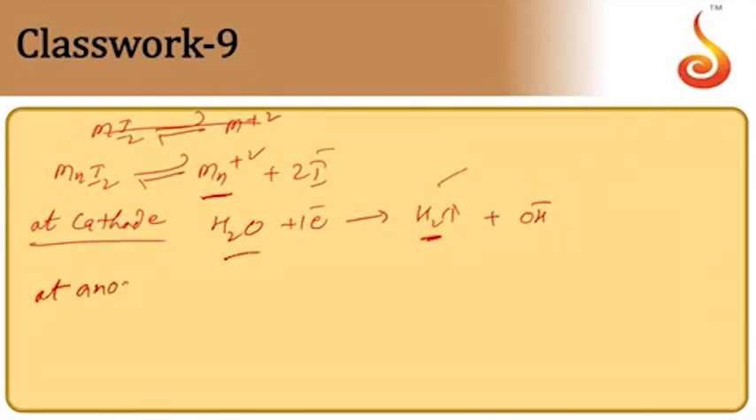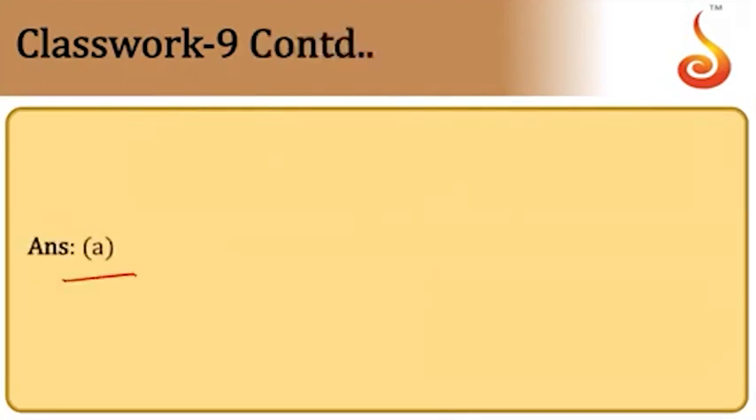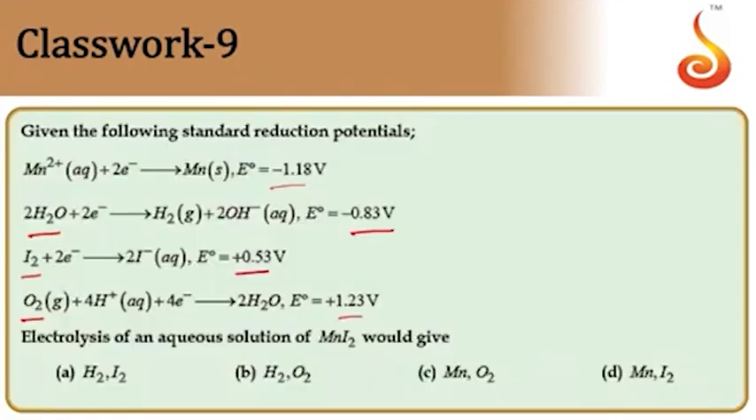If you take the anode, we have to see the anions now. The anion is I minus. Either I minus must be oxidized or water must be oxidized. Whichever has the higher oxidation potential gets oxidized. When you observe the values of I minus and water, I minus has the higher oxidation potential. Therefore, I minus gets oxidized at the anode, meaning 2I minus gives rise to I2 plus 2 electrons. So iodine is liberated at the anode and hydrogen at the cathode. Let us see the options. The option is A, which is H2 and I2.